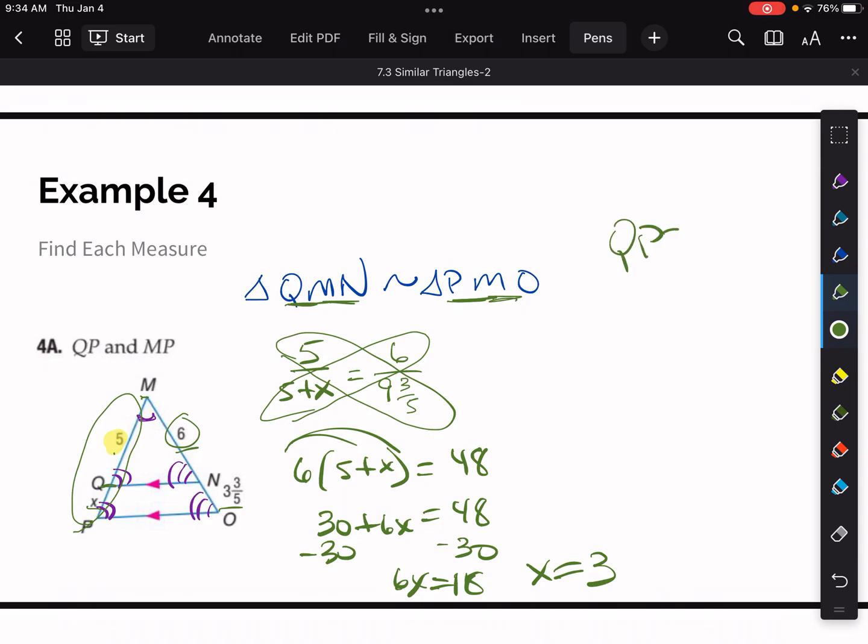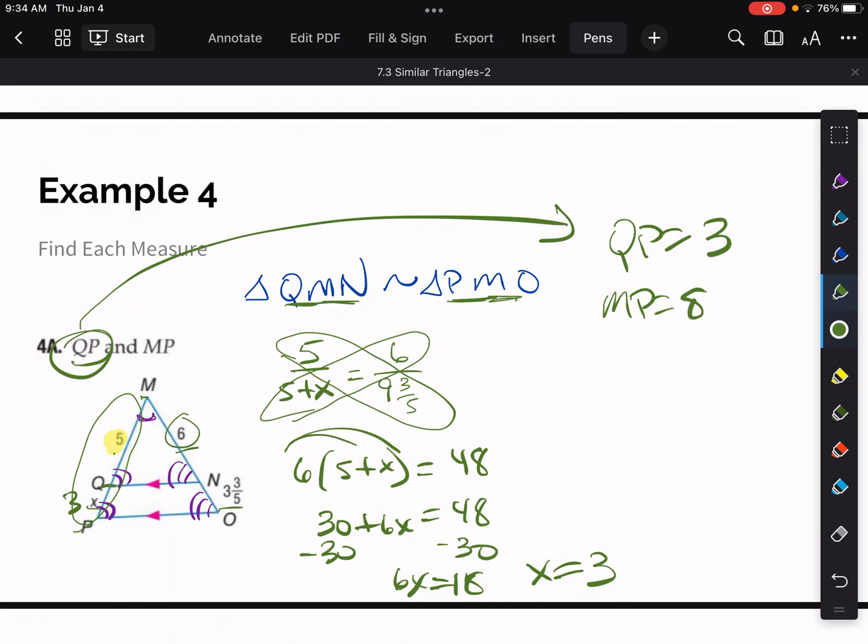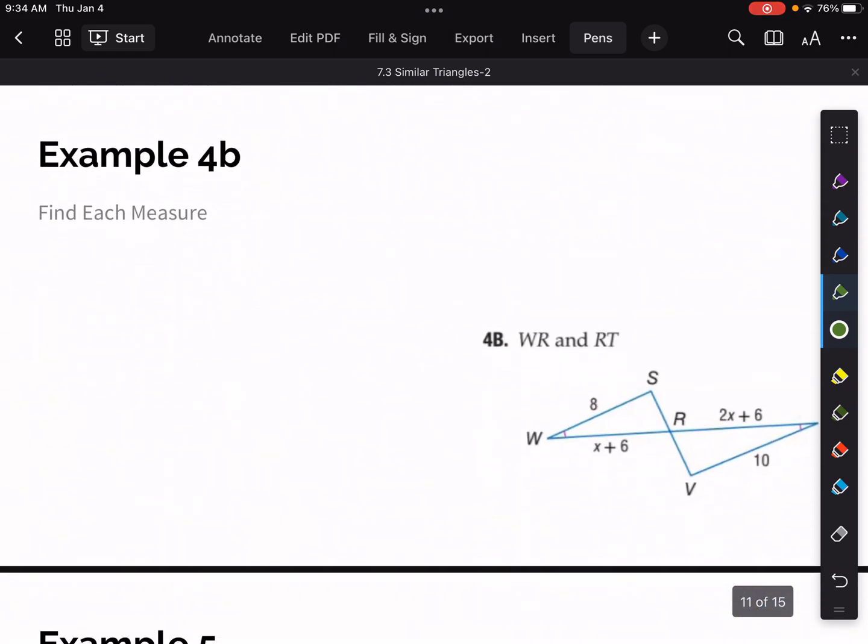So x is equal to 3, that is QP. QP is what they're looking for, right? QP is equal to 3. And then if I plug that in for MP, 5 plus 3 gives me 8, so MP must equal 8. Okay, so that's how I got those two. And let's keep cruising on to 4B.